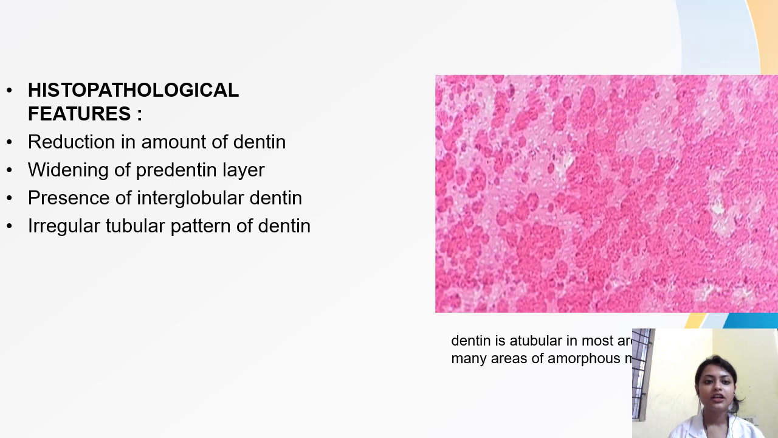Histopathological features: reduction in the amount of dentin, widening of the predentin layer, presence of interglobular dentin, irregular tubular pattern of dentin. Totally lost the actual dentin pattern and mineralization.